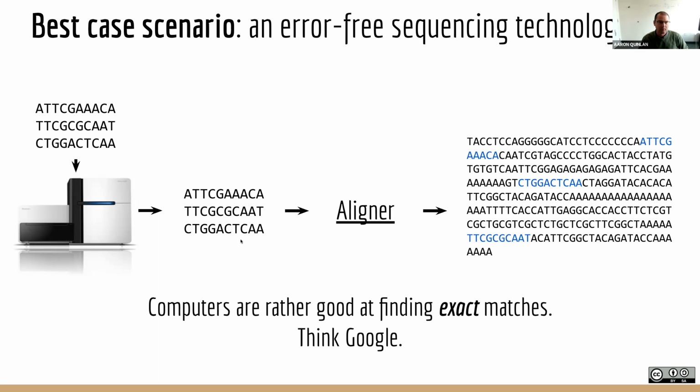And so the best case scenario for DNA sequencing and mapping is if the sequencing technology makes no mistakes. So if the DNA that goes in is exactly the DNA that comes out, well, this aligner, you could imagine, is just like grepping for these sequences. It finds places in the genome, highlighted in blue, where those sequences match exactly.